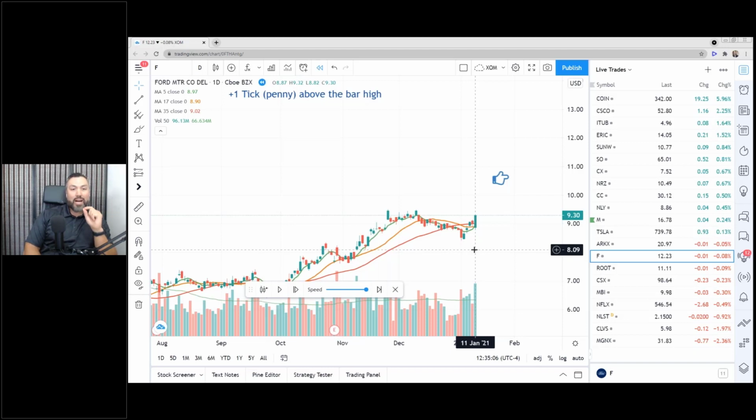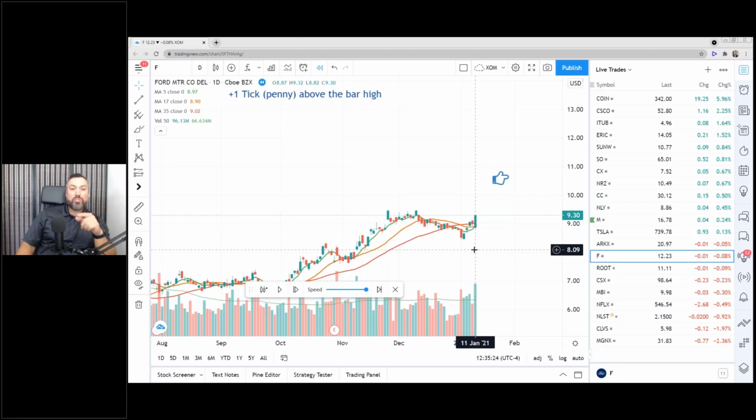The search, finding the stock at the point of breakout, is the real magic of what I'm going to share with you in a moment. But let's just say you happened to stumble upon Ford on January 11th and you pulled up your chart and you saw this.